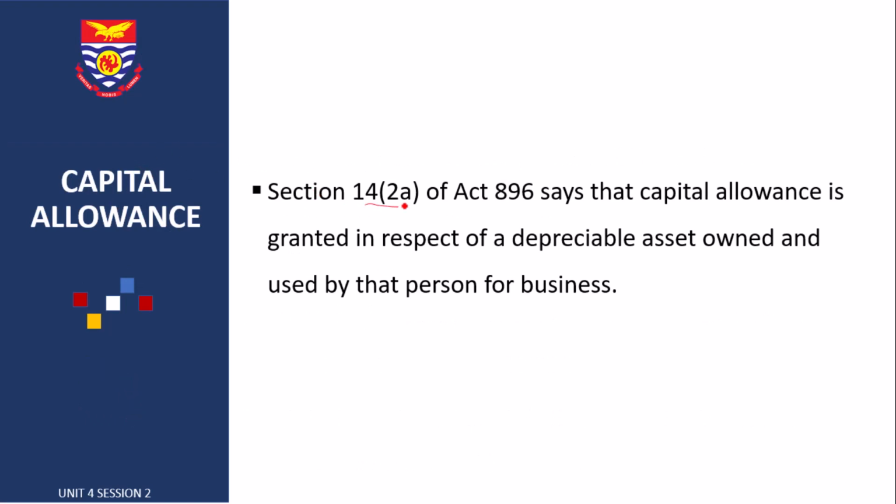Section 14(2)(a) of Act 896 says that capital allowance is granted in respect of a depreciable asset owned and used by that person for business. A depreciable asset is defined under the third schedule of the Act as an asset to the extent which is used in carrying on a business, which the asset is likely to lose value because of wear and tear, obsolescence, or expiration of time, but does not include trading stocks.